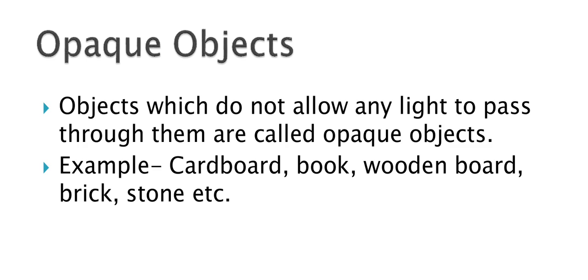So if we cannot see through an object at all and it is not allowing any light to pass through it, then it is an opaque object. Opaque objects do not allow light to pass through them because they absorb or reflect all the light falling on them. They are absorbing and reflecting back all the light which falls on them.